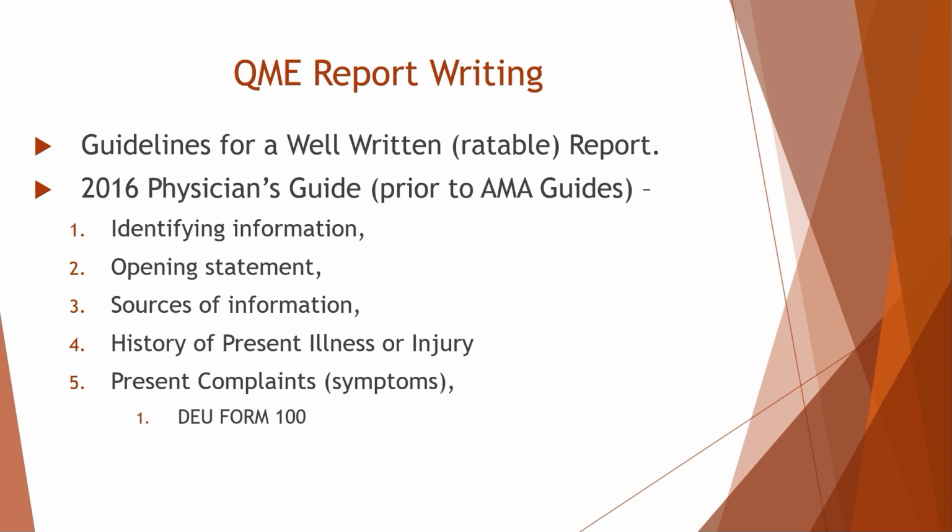So number one is the identifying information, and we'll talk about what type of information should go in each of these sections in a couple of minutes, but let's just elaborate on the major topic headings at this point. So identifying information. Number two is an opening statement, wherein you set the stage for the parties. Number three is the sources of information. Number four is the history of present illness or injury. Number five is the present complaints, or what are the current symptoms that are related to the industrial injury.